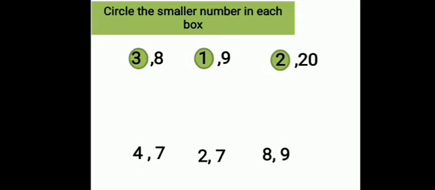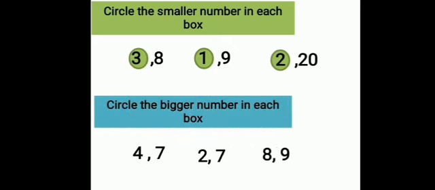Now here you have to circle the bigger number instead of the smaller number. The first pair of numbers is 4 and 7. Which number is bigger in 4 and 7? It's 7, right? And in 2 and 7, it's again 7, as 7 is bigger. And in 8 and 9, it's 9.